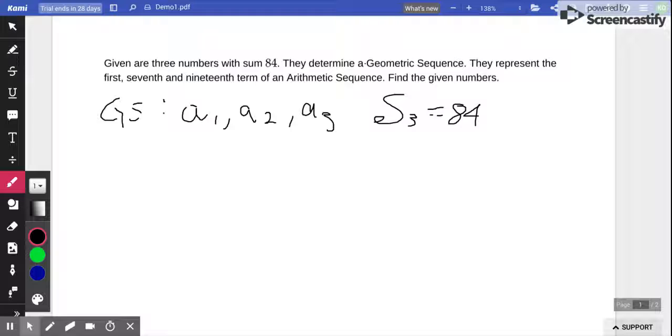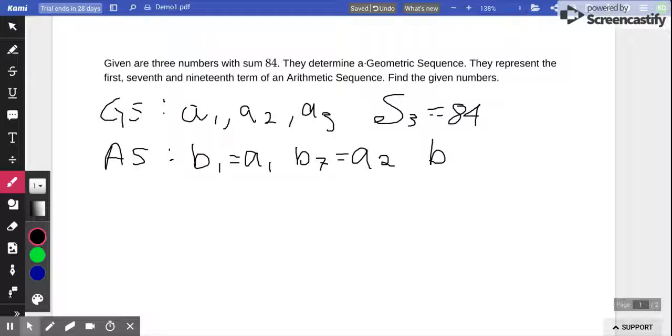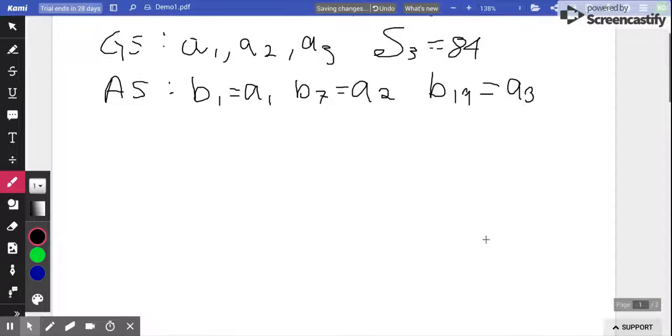Next thing I'm going to do is they represent the first, 7th, and 19th term of the arithmetic sequence. So the first term of the arithmetic sequence is B1. We know that B1 is the same as A1. We don't know what B2 is, because we just know that the 7th term would be the same as the second term in the first sequence. So B7 would actually be the same as A2. And finally, B19, the 19th term of the arithmetic sequence, is the same as the third term of the geometric sequence. So this is the information we're given.